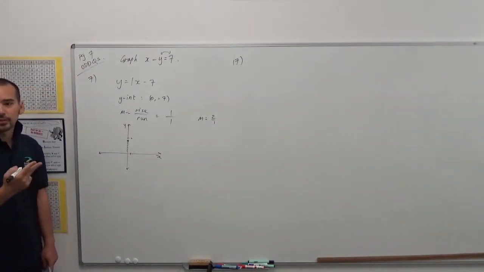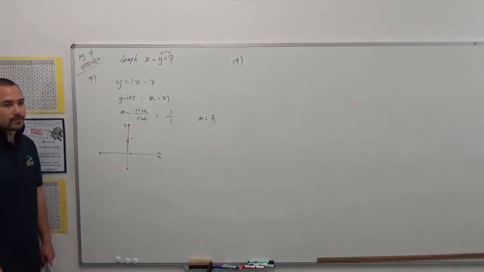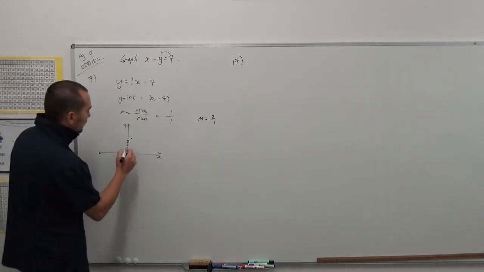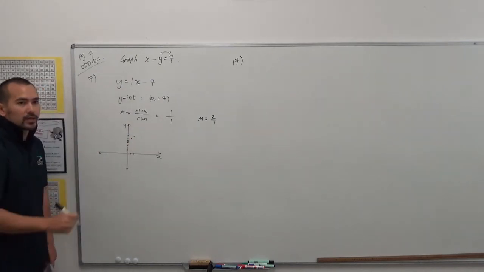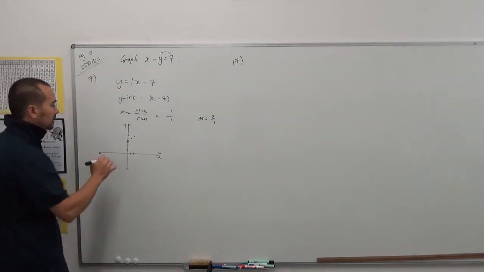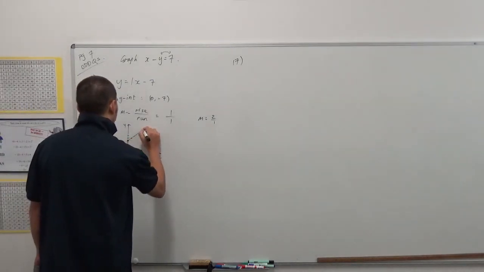Okay. You only need 2 coordinates to draw a line. Now, I could go up 1 more, and across 1 more, and 3 points just make it all the more accurate.